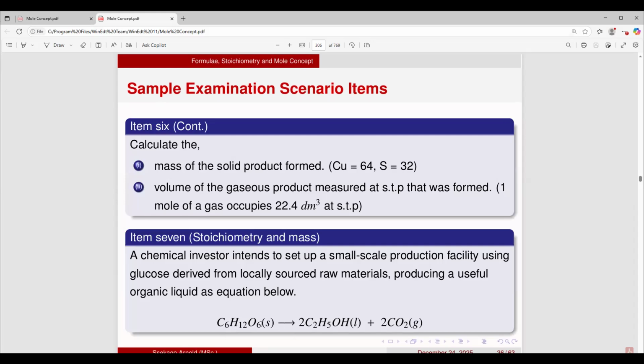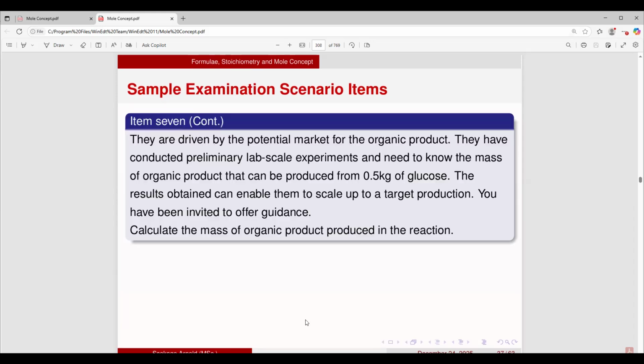This is our equation. We have the reactant glucose producing ethanol. You can see that here we have nothing; there is a silent 1. So 1 mole produces 2 moles.